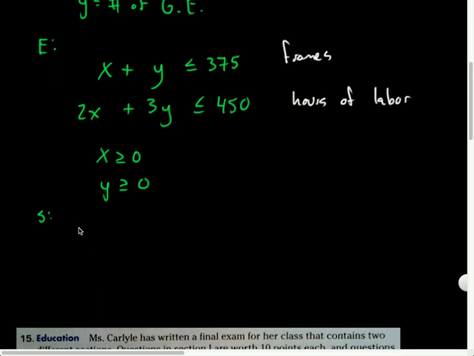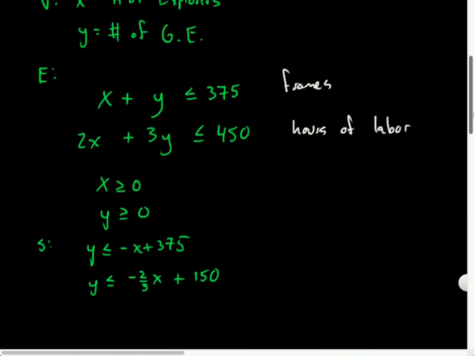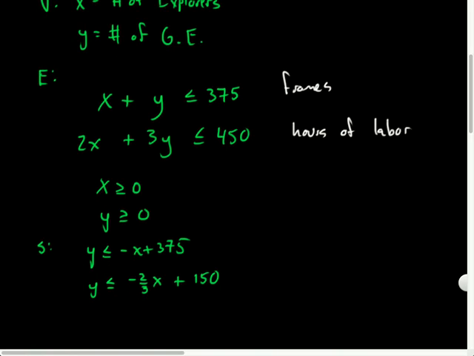I didn't give myself enough room to do this for realsies, but let's see, if I solve the top equation, I'd get y is less than or equal to negative x plus 375. And the other one, after solving, I'd get y is less than or equal to negative 2/3 x plus, what's 450 divided by 3? 150? Yeah. Okay. All right, let me give these a little graph real quick then.